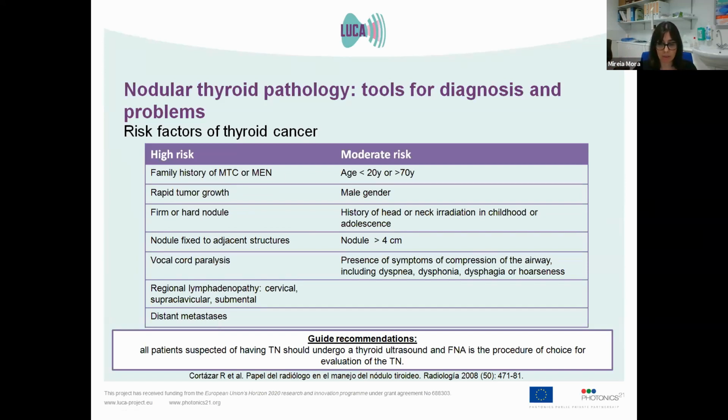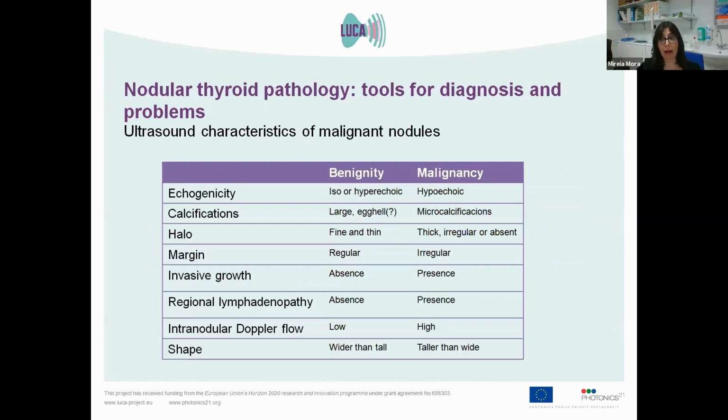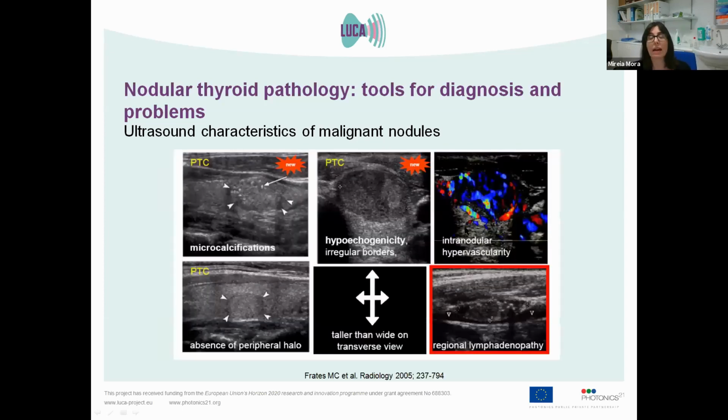Moreover, the presence of vocal cord paralysis or regional lymphadenopathies, and obviously distant metastases, also make us suggest that the thyroid nodule is cancer. So the next step is to perform an ultrasound, and we can find some characteristics in the ultrasound image that can help us suggest that this nodule is malignant. These are, for example, hypoechogenicity, microcalcifications, the absence of a halo around the nodule, irregular margins, the presence of invasive growth, lymphadenopathies, high intranodular Doppler flow, and a shape in the transversal view taller than wide. All of these are suspicious of malignancy. Here you have some pictures of these characteristics.